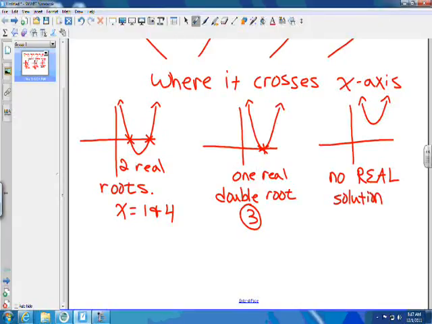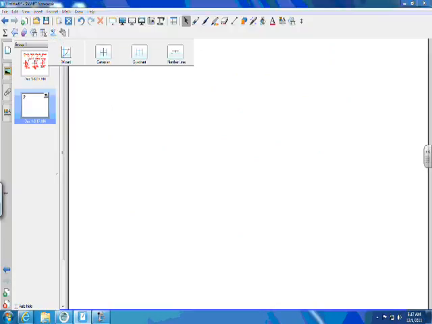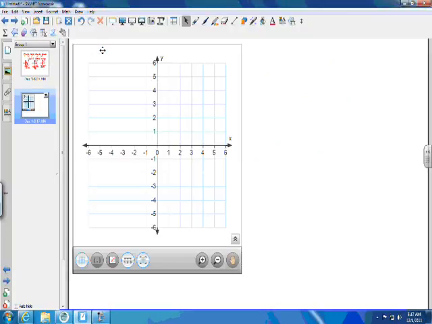So those are the 3 possible answers that you will get today after you get the equations graphed. Questions on that before we go on? So today you'll be graphing much like you graphed last time, and then simply telling me where it crosses.